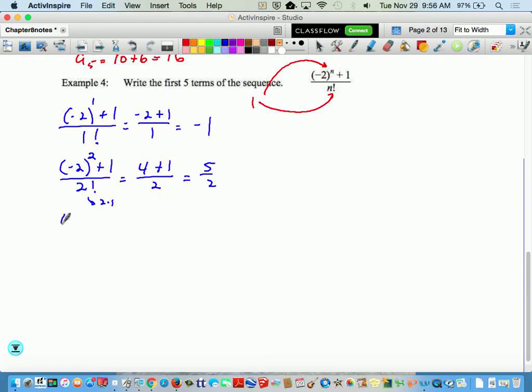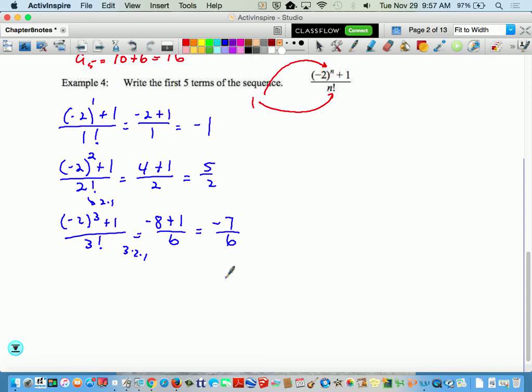Then you just keep going. So negative 2 cubed plus 1 over 3 factorial. Negative 2 cubed will give me negative 8. 3 factorial is 3 times 2 times 1, which is 6. So you end up with negative 7 over 6. So there's really not a way to maybe find the pattern. I would just keep writing them out.